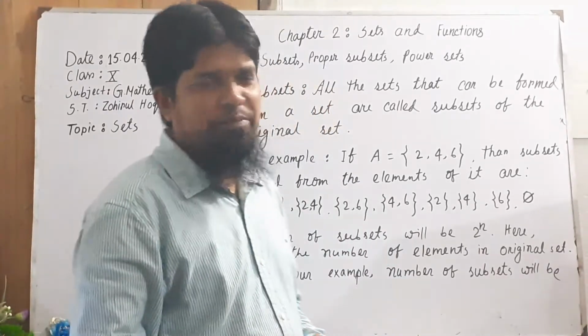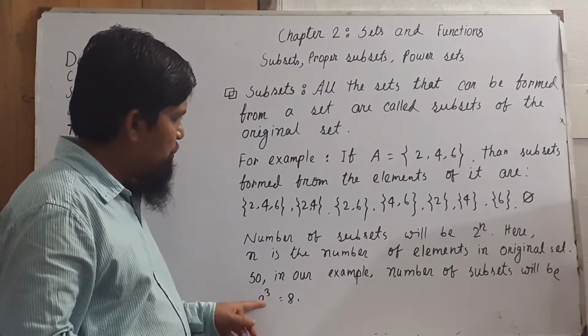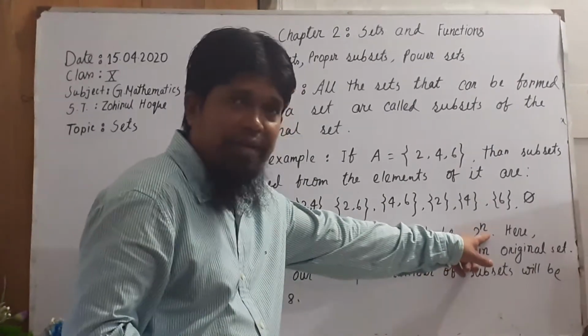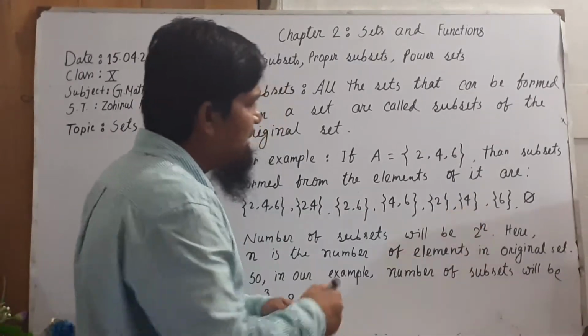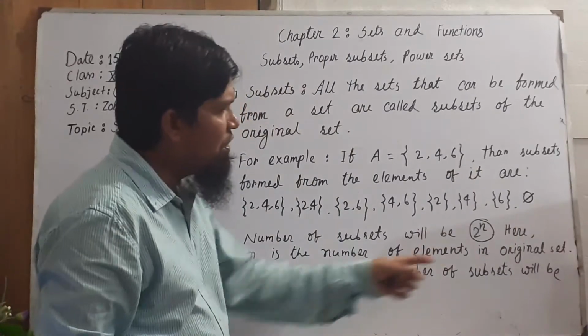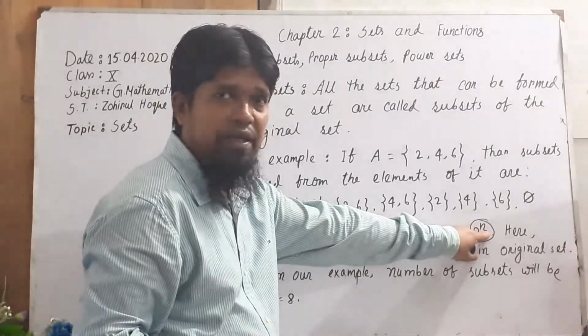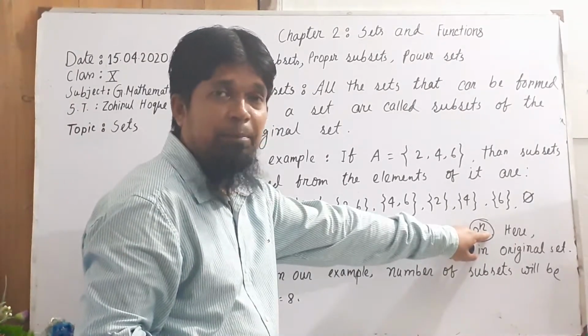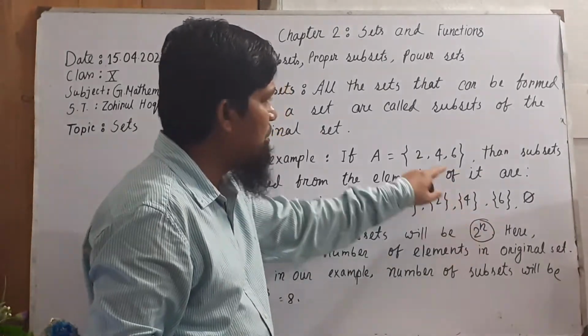We can get it by using a simple formula, that is 2 to the power n. You have to keep in mind that in 2 to the power n, the 2 will always remain the same. And n, what is n? N is the number of elements used in the original set.